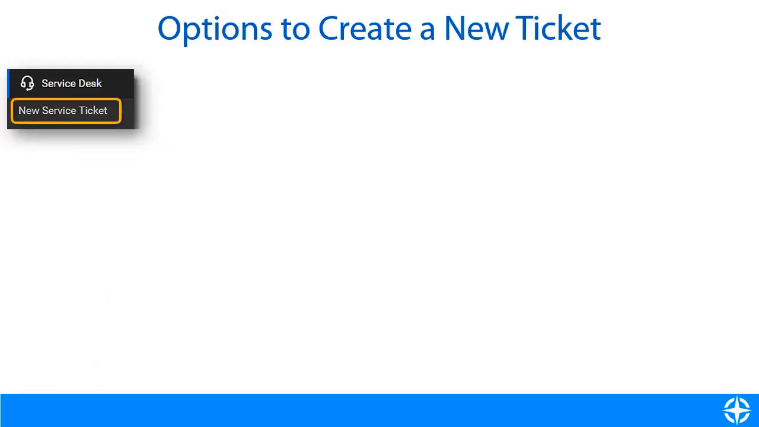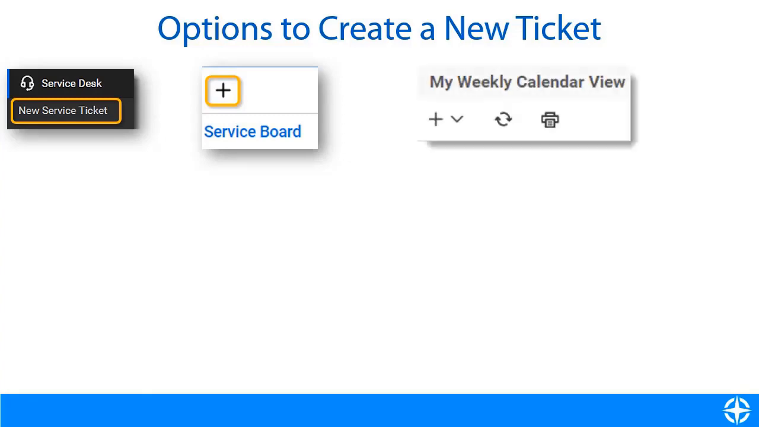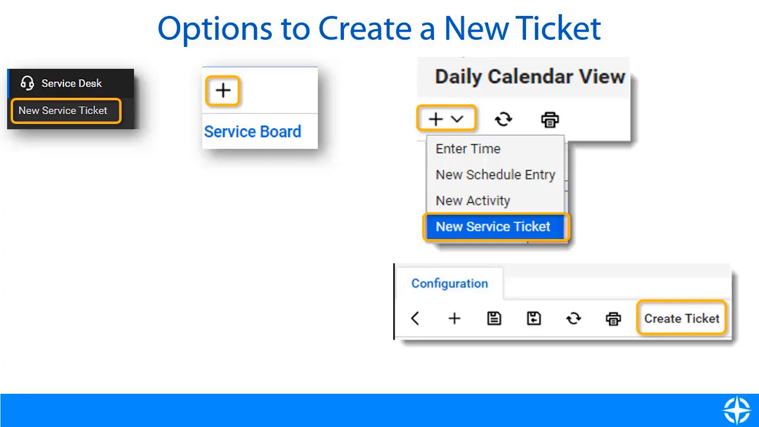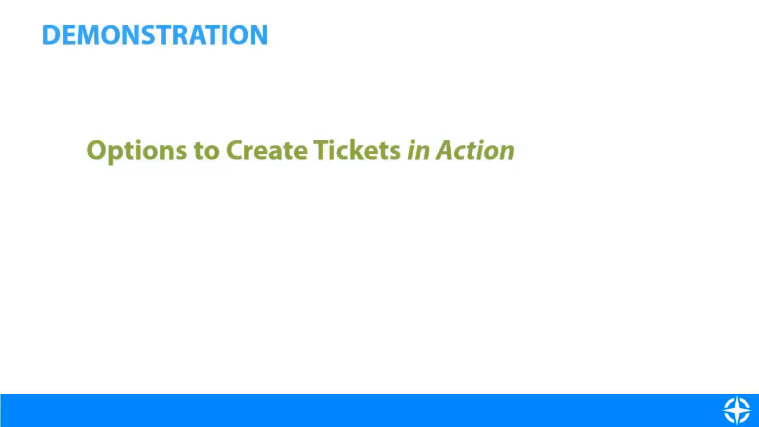Directly from the Service Desk module, click New Service Ticket. From the service board or any service tab, click the Quick Add Plus sign. From the My Calendar or Dispatch portal screens, click the Quick Add Plus sign dropdown. From a configuration, click the Create Ticket button and the configuration's information automatically populates in the ticket. Options to create tickets in action.